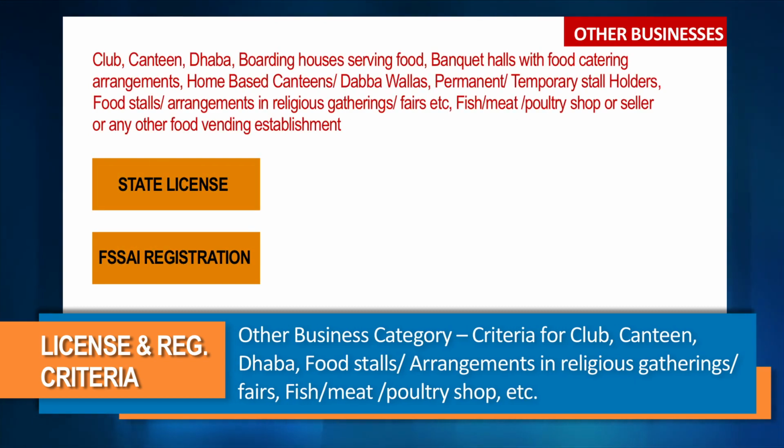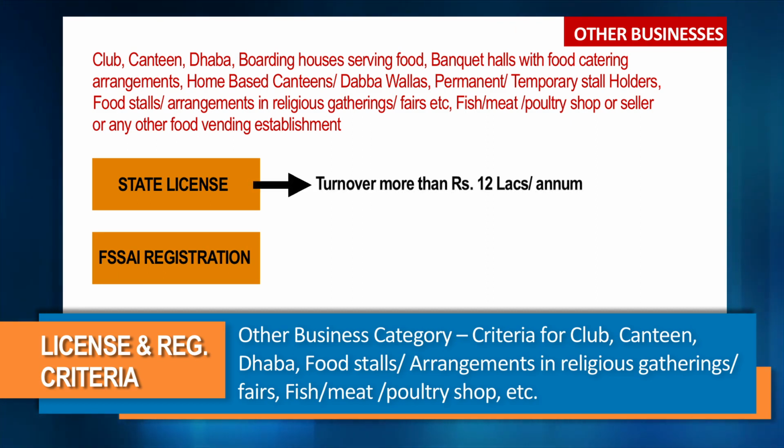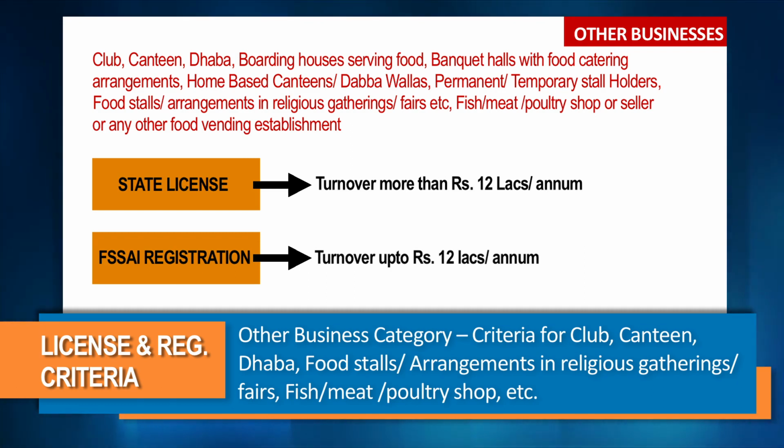Club, canteen, dhaba, boarding houses serving food, banquet halls with food catering arrangements, home-based canteens or dabbawalas, permanent or temporary stall holders, food stalls or arrangements in religious gatherings or fairs, etc., fish or meat or poultry shop or cellar or any other food vending establishment, all of these with a turnover of more than rupees 12 lakhs per annum falls under state license category, and with a turnover of up to rupees 12 lakhs per annum falls under registration category.